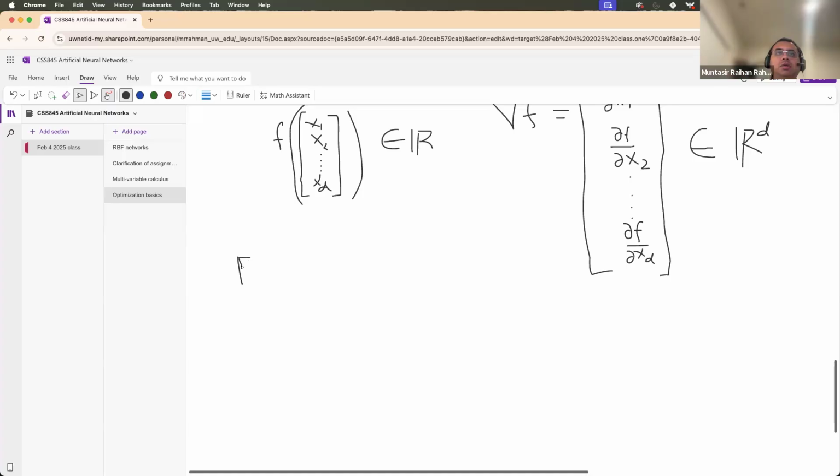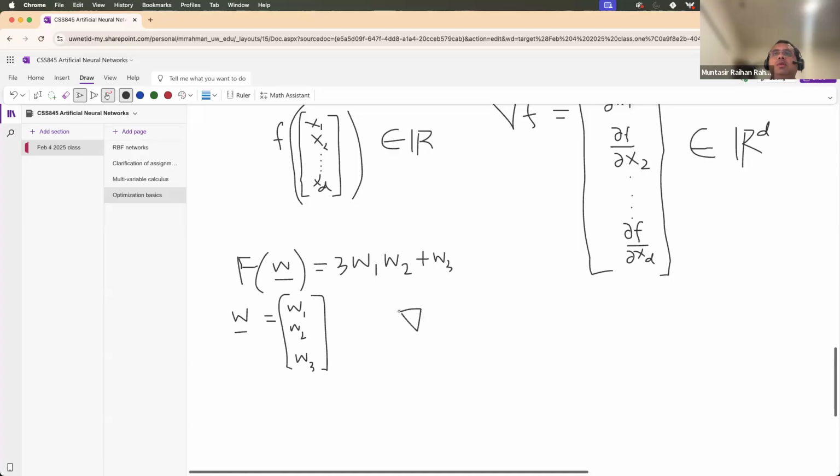So let's say I have a function of w, and w basically has three parameters, w1, w2, and w3, and my function is 3 w1 w2 plus w3, and now I want to compute the gradient of this function.